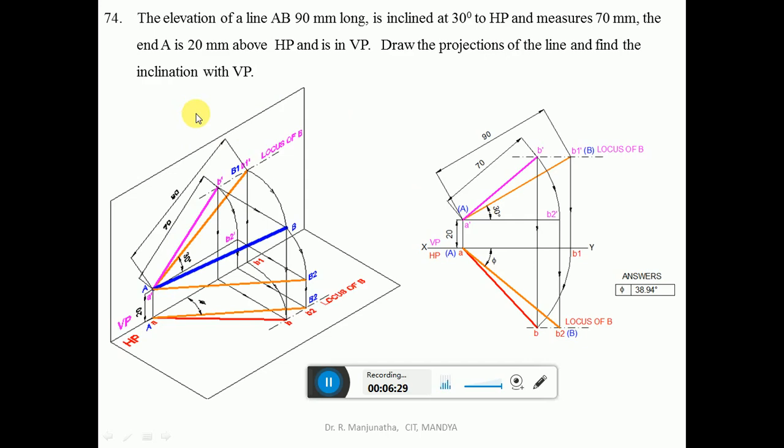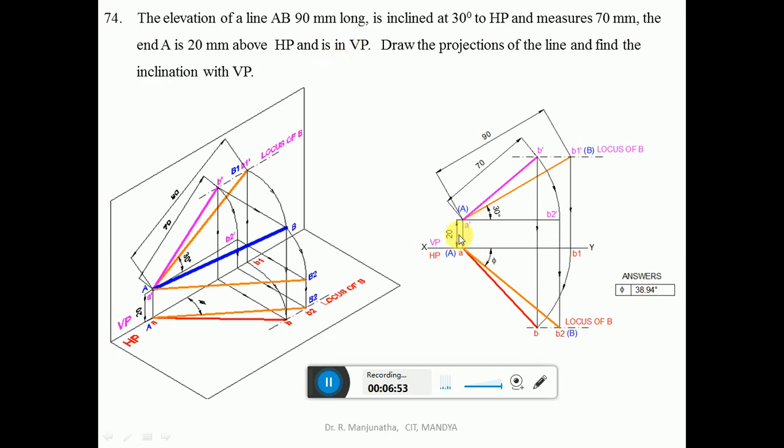Now we will go for writing the solution in the sketchbook. First we will draw the XY line and mark VP and HP. So the end A is 20 mm above HP. So above HP is seen in the vertical plane. So from the XY line, you measure the distance of 20 mm and draw a horizontal line. And consider end A is in VP.